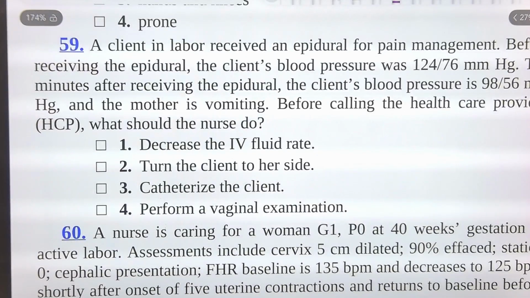Next question. The client in labor received an epidural for pain management. Before receiving the epidural, the client's BP was 124 by 76 mmHg. 10 minutes after receiving the epidural, the client's blood pressure is 98 by 56, that is low, and the mother is vomiting. Before calling the HCP, what should the nurse do? Read all the options carefully. What can be the right one?